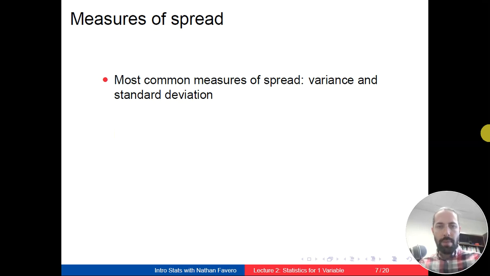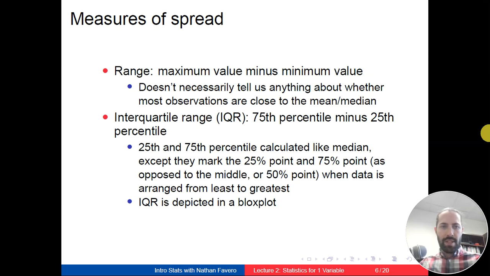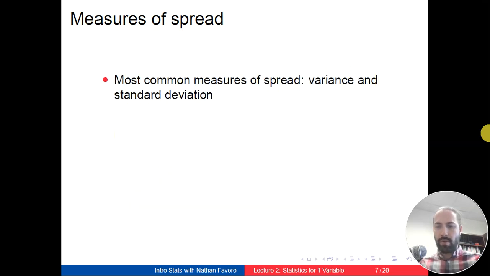Now, the most common measures of spread with quantitative variables are going to be variance and standard deviation. And I should highlight that all of these measures of spread that we're looking at are only going to apply to quantitative variables, not to qualitative variables. So variance, standard deviation, what are these? These are a little bit harder to define. So let's look. This is the equation for how to measure variance.